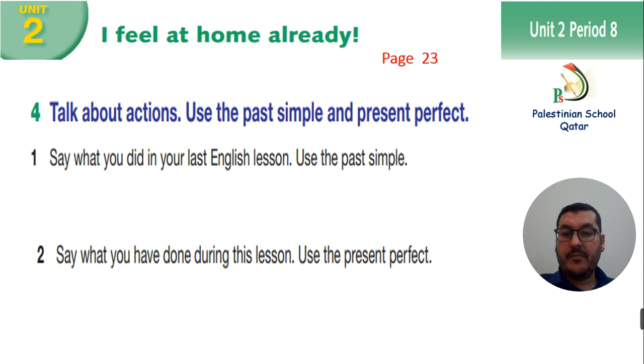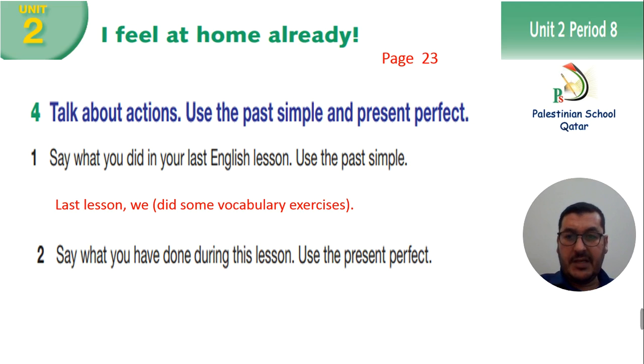Use past simple, because we are now here, not in the class. For example, what did we take yesterday? Yeah, last lesson we did some vocabulary exercises. We did, because we are now not in the class, we have finished the class. So when we talk about something that happened in the past, we have to put the verb in the past.